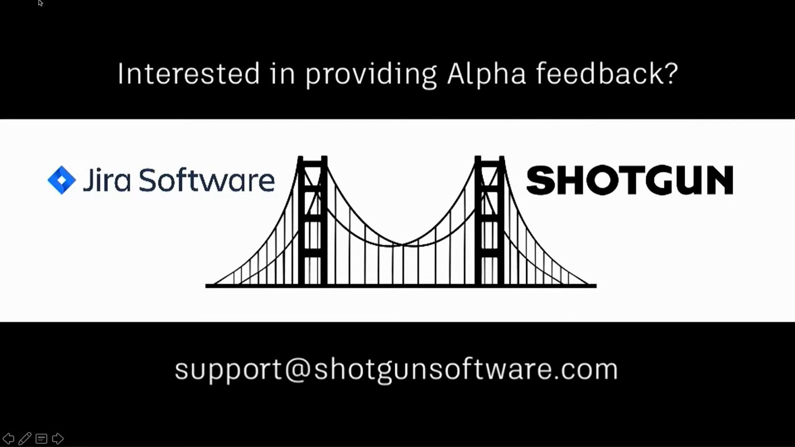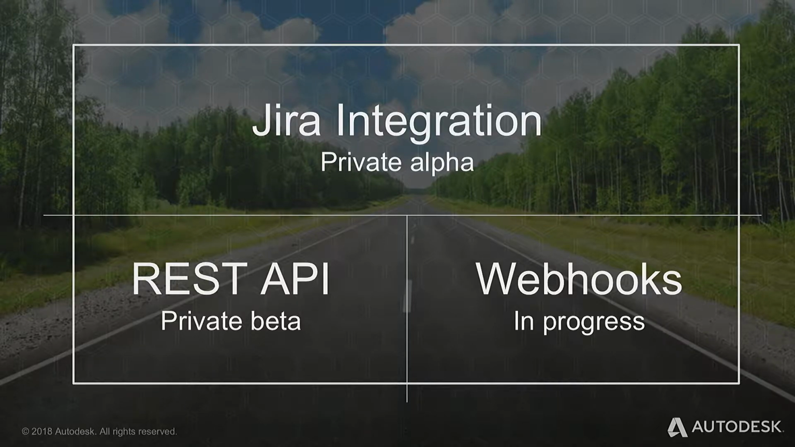If you're interested in providing alpha feedback on the Jira integration for your project, ask us. Email us, support@shotgunsoftware.com. The Jira integration is in private alpha. Talk to us if you're interested. The REST API is in private beta, and webhooks are currently in progress. We'll have more to speak about those at another date.